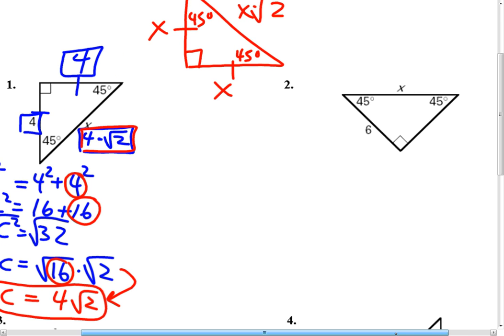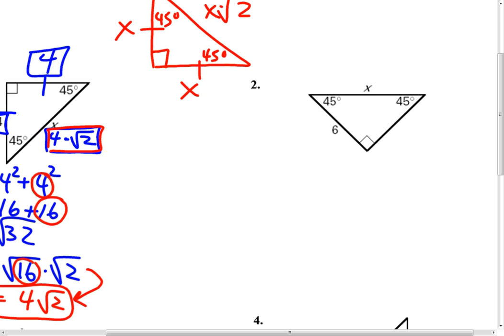So would you call number 2 an easy style question? Does it have whole numbers with where the x's are in my pattern? 6, 6, what's this? 6 radical 2.